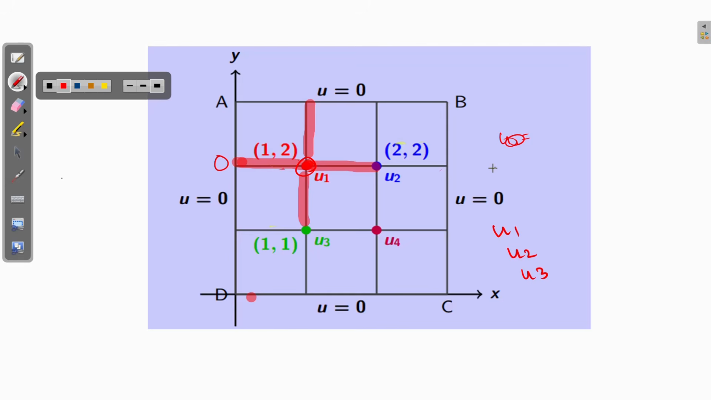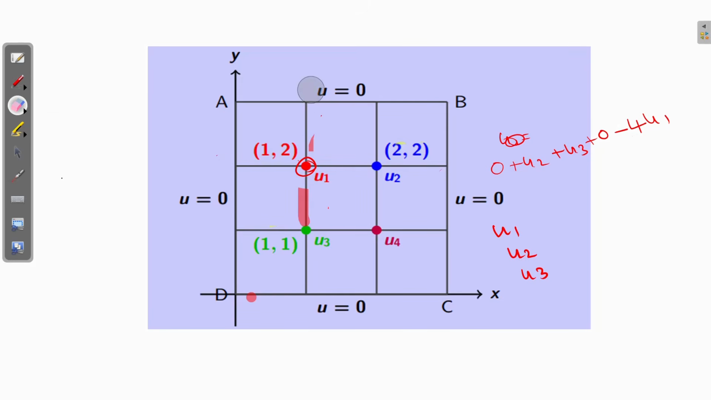If you are finding U1, the left hand side value is 0, the right hand side value is U2, the bottom value is U3, the top value is 0, minus 4 times the value which I am going to find, U1. This is the left hand side. So left plus right, top plus bottom, minus 4 times that value. That's it, guys. It's so easy. So do not memorize the formula for the left hand side. Clear?